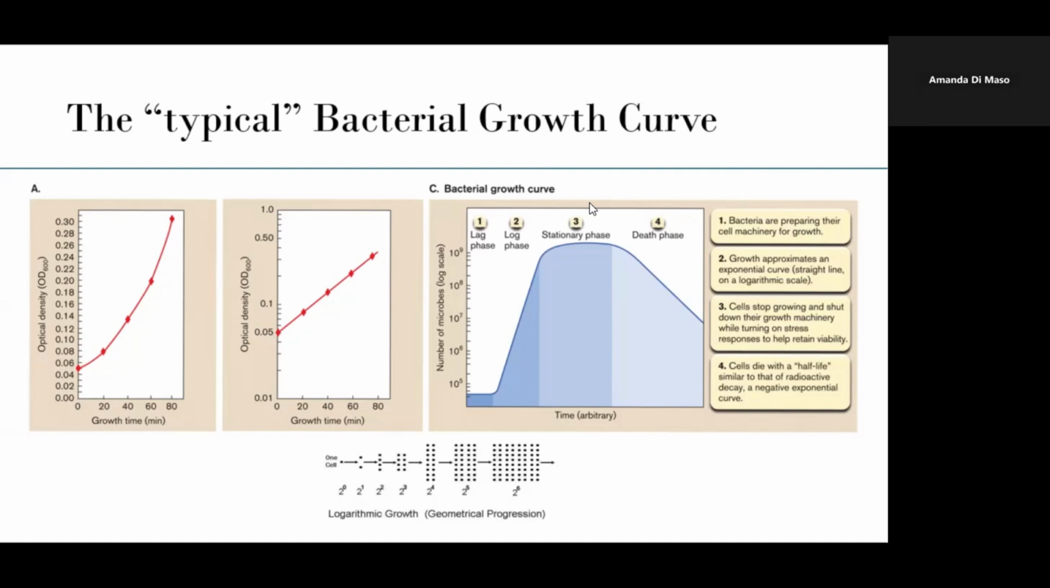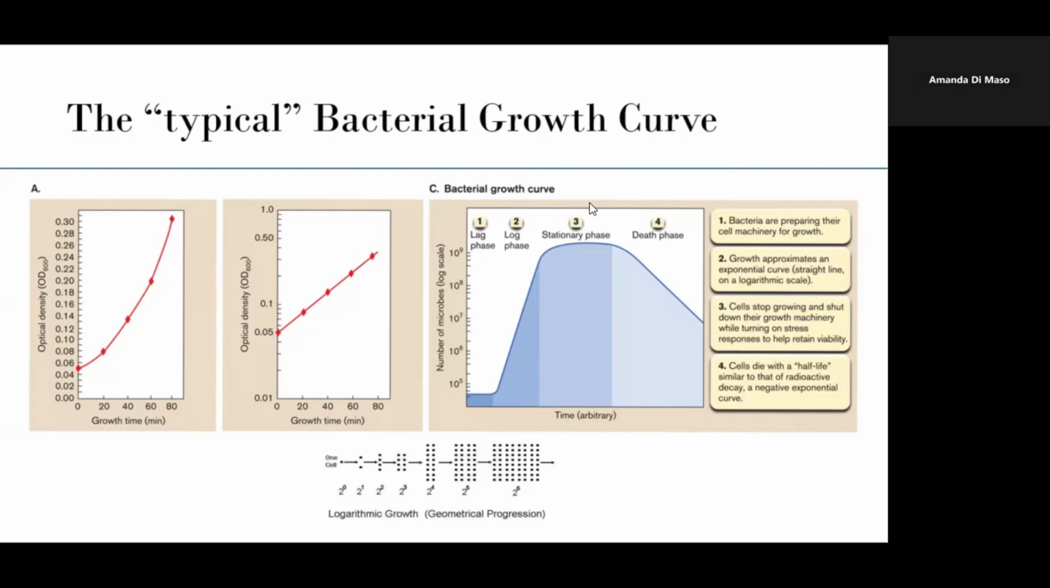And this is basically where all bacteria live. If they're inside us, if they're in the environment, they're basically wanting to stay in stationary phase whenever possible. So a lot of really cool things happen in stationary phase or late log phase that don't happen in any other stage of the growth cycle.